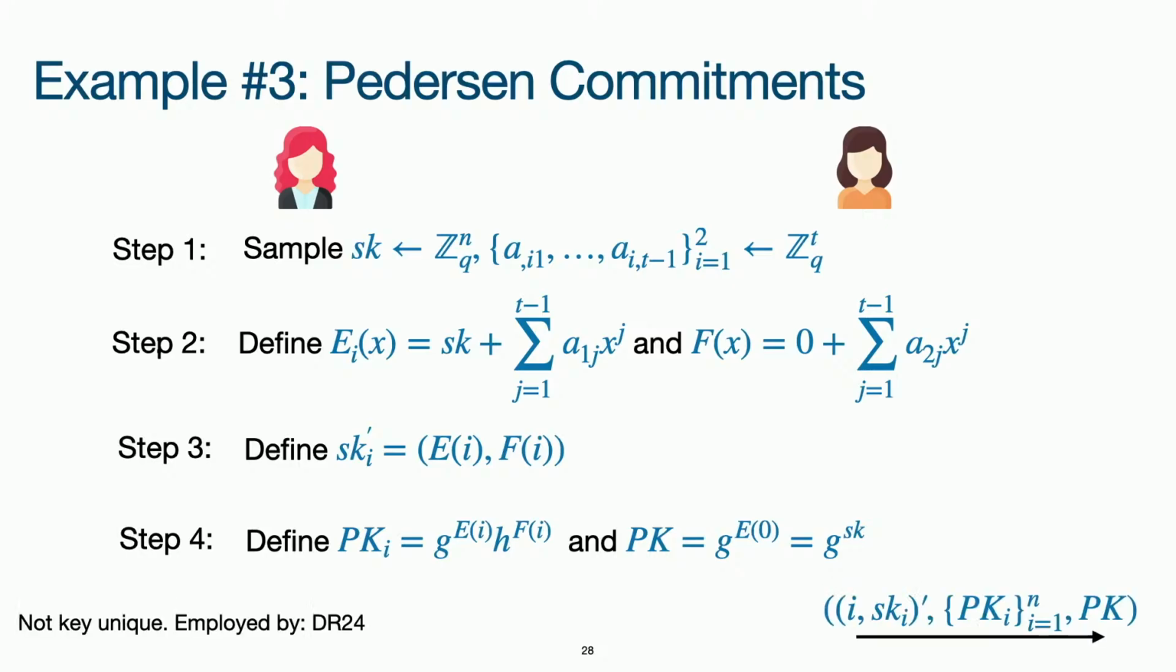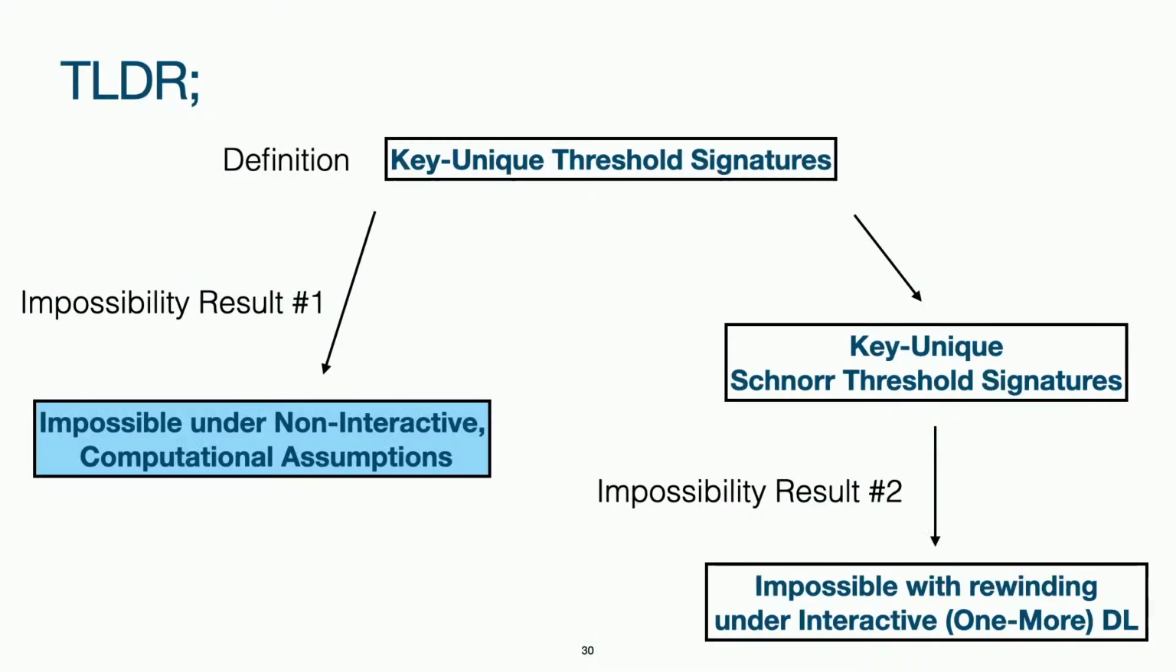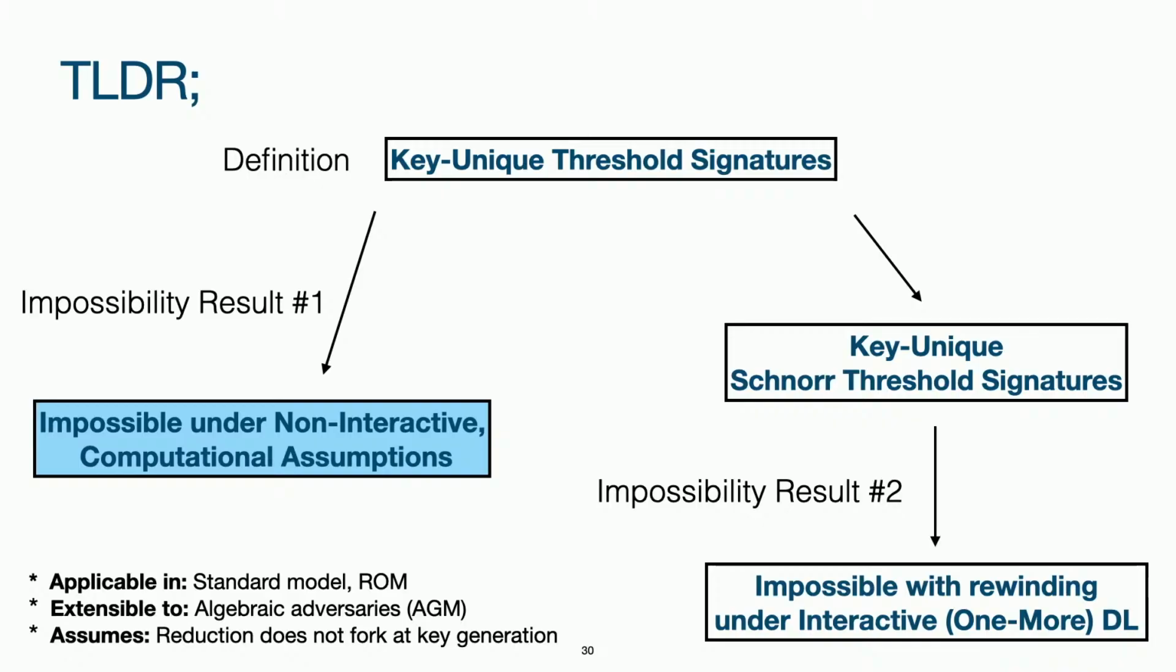I have 2 minutes, so I'm just going to re-highlight our results. Basically, I showed you key uniqueness and the properties that achieve key uniqueness, and I gave you some examples. With our impossibility result, we show that if your scheme is key unique, you can't prove it adaptively secure under non-interactive computational assumptions with improved tightness than the trivial case.